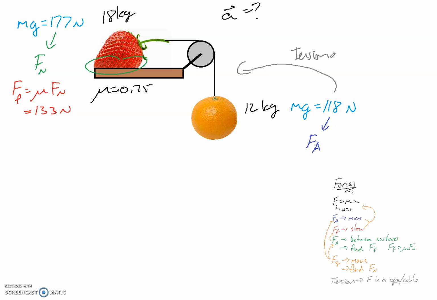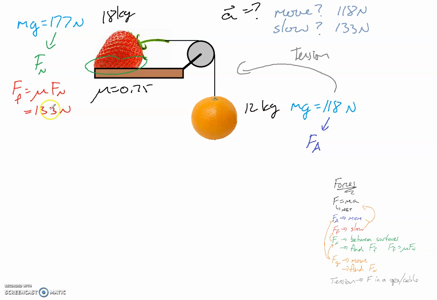All right, so let's see what we actually have going on here. If I try to put everything together, if I look at how much is trying to move it, that's my applied force. I've got 118 newtons trying to move this thing. If I look at how much is trying to slow it down, I've got friction at 133. Now, just with this alone, I've got a problem. I've only got 118 trying to move it, and friction is 133.